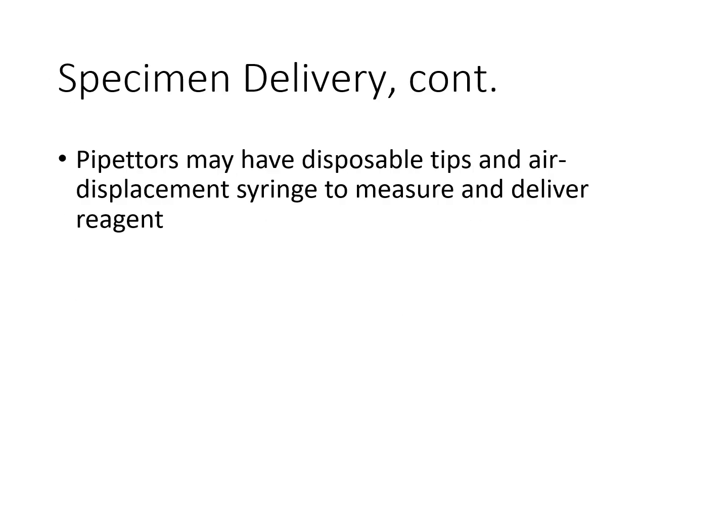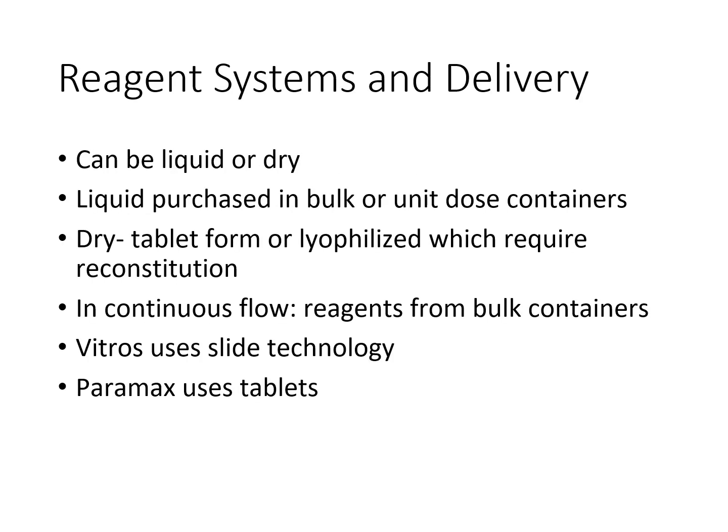Pipetters may have disposable tips and an air displacement syringe to measure and deliver the reagent. Reagents can be liquid or dry for the reagent systems. Liquid is usually purchased in bulk. The dry is usually in tablet form, which is then reconstituted by the instrument. It's usually a tablet in a container, and a lot of the time the instruments will go in and add the liquid it needs to make it liquid.